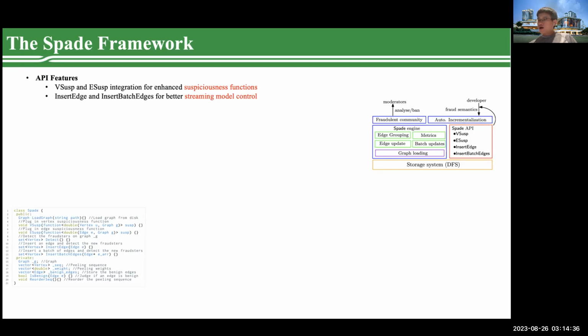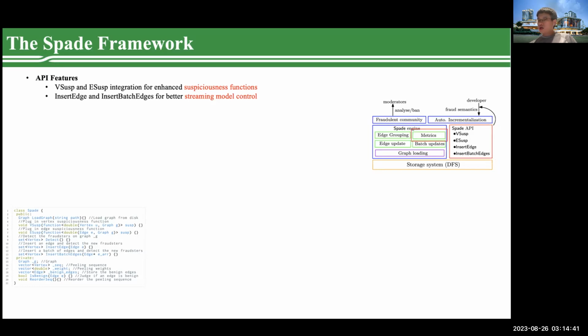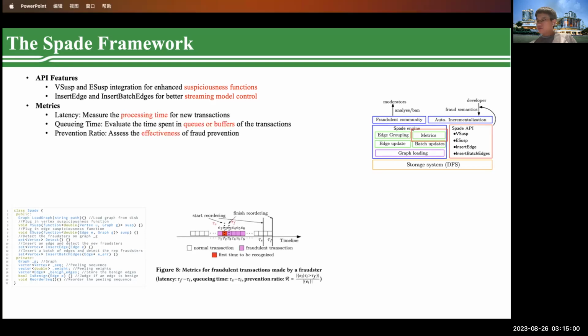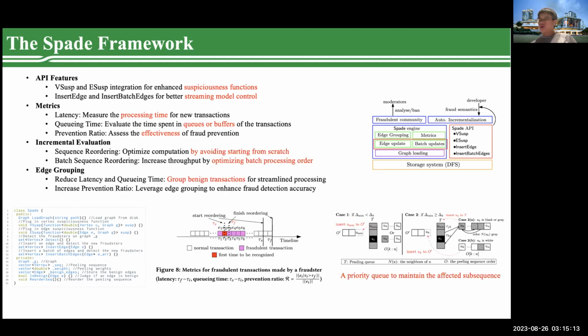The SPADE framework provides three crucial metrics to evaluate its efficiency and effectiveness. A key strength of the SPADE framework lies in its ability to incrementally evaluate evolving graphs. We have introduced peeling sequence reordering techniques that optimize this evaluation process. Our framework also uses edge grouping to reduce the latency and queuing time and increase the prevention ratio.